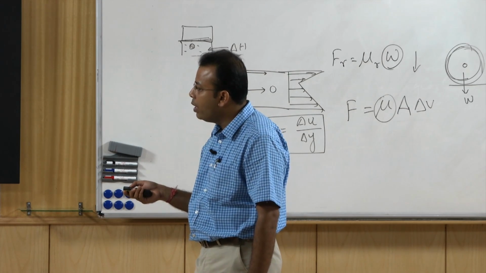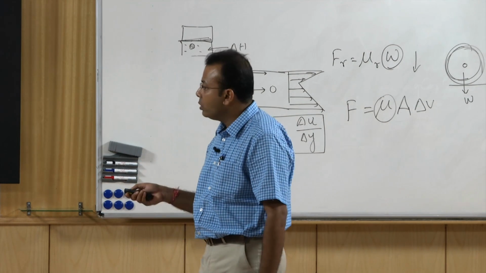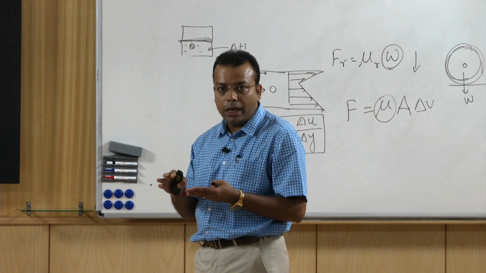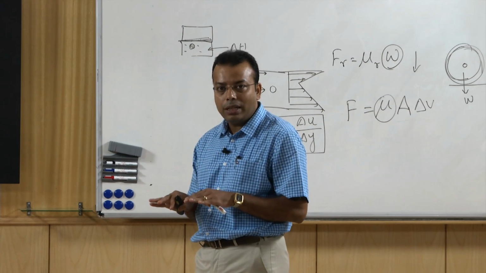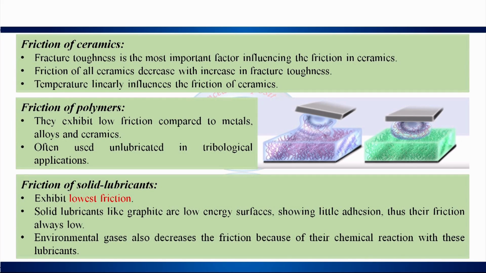And the last one is the friction of solid lubricants, which exhibit the lowest friction, because you are using a material which itself acts as a lubricant. For this reason, they create a lubricating material between the mating surfaces, thus lowering the frictional force at that particular juncture. Solid lubricants like graphite are low energy surfaces showing little adhesion, thus their friction is always low. Environmental gases also decrease the friction because of their chemical reactions with these lubricants.